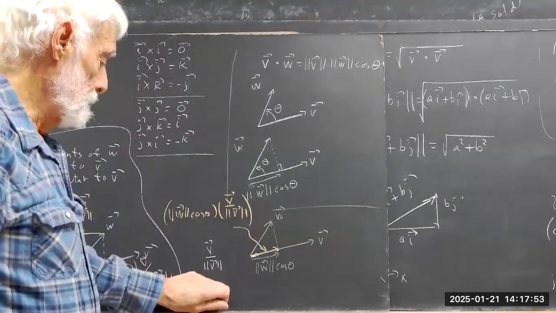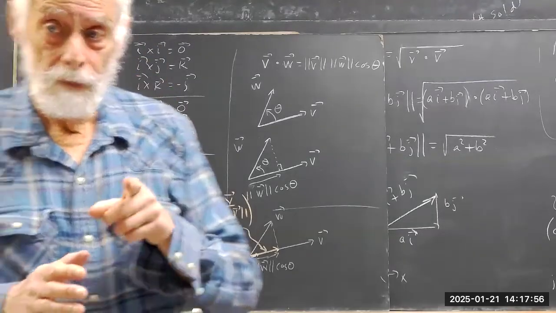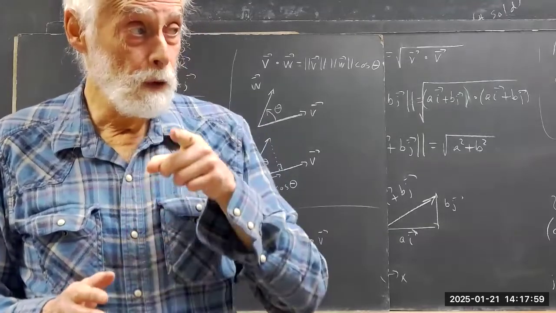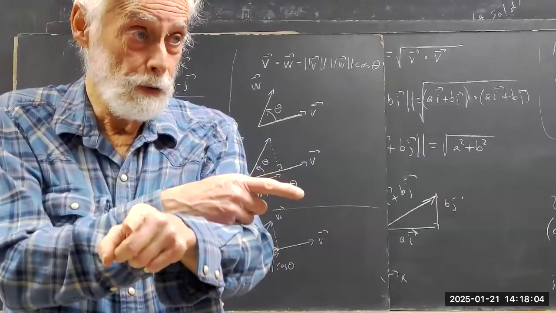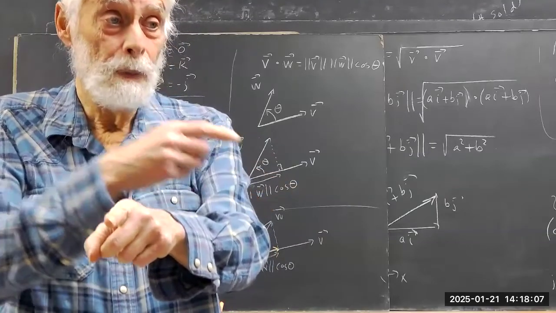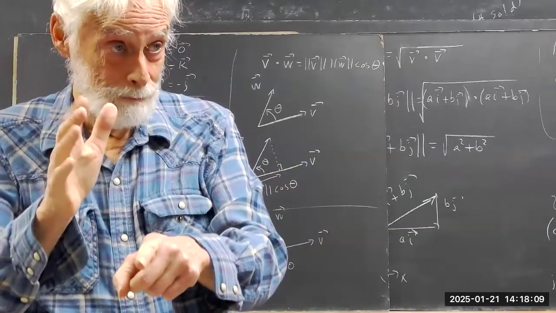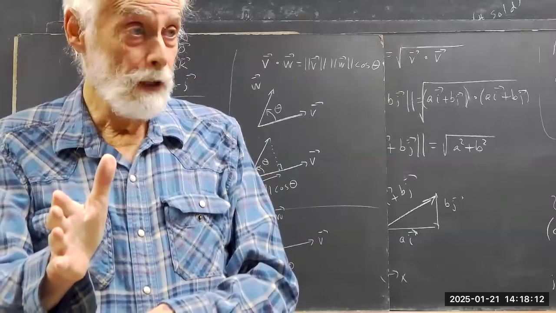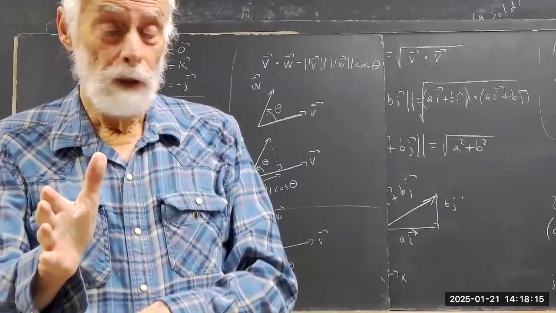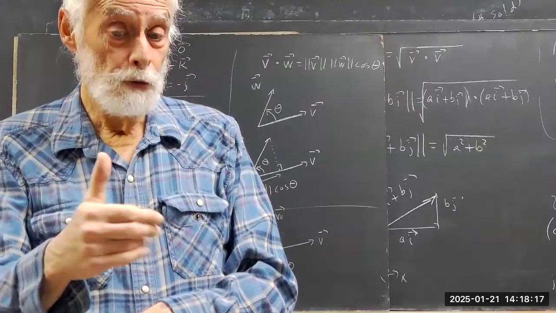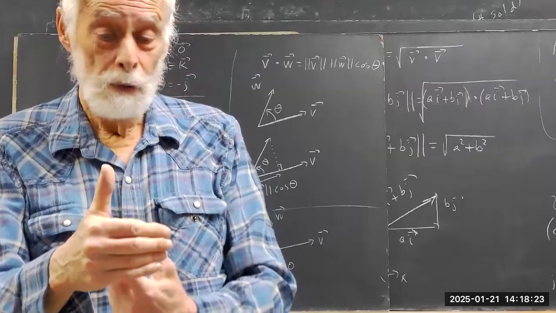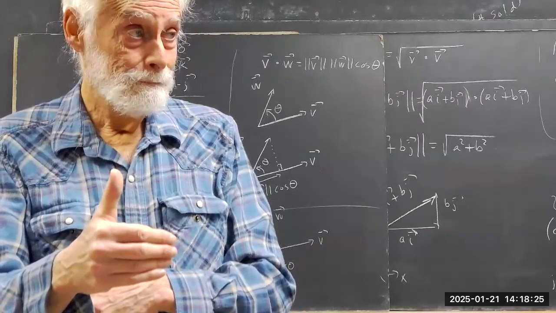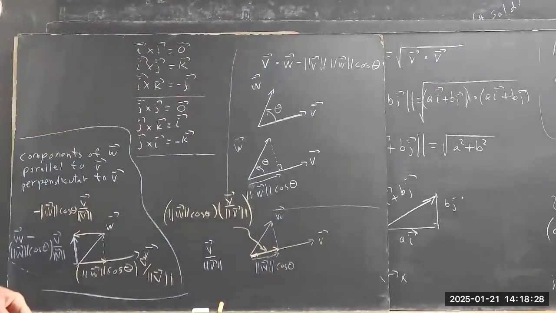Let's take I cross J. I's in this direction, and you kind of want to be looking. Okay, I's in this direction, J's in this direction. I take my fingers of my right hand, put them in the direction of I, turn my fingers toward J. Yeah, my thumb points in the direction of I cross J, which is the K direction. Okay. So I cross J equals K.